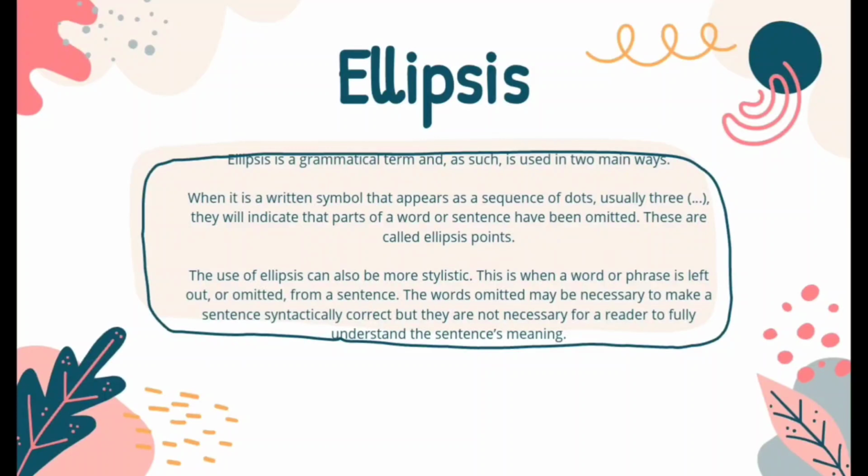Okay, the next part is ellipsis. Ellipsis is a grammatical term and as such is used in two main ways. When it is a written symbol that appears as a sequence of dots, usually 3, it indicates that parts of a word or sentence have been omitted. These are called ellipsis points. The use of ellipsis can also be more stylistic, when a word or phrase is left out or omitted from a sentence. The words omitted may be necessary to make a sentence syntactically correct, but they are not necessary for a reader to fully understand the sentence's meaning.